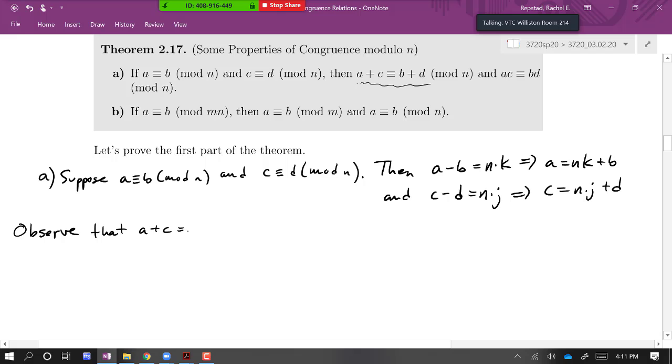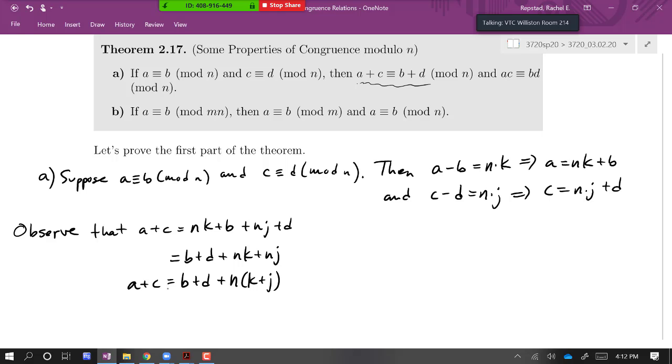I'm going to focus on the first part, showing that A plus C is congruent to B plus D. So let's look at A plus C. A is nk plus B and C is nj plus D, so I'm just going to substitute. So nk plus B plus nj plus D. I'm going to rearrange the terms: B plus D first, plus nk plus nj. And now from those last two terms, I'm going to factor out an n. So the sum A plus C is B plus D more than a multiple of n. Or, A plus C minus B plus D is equal to n times k plus j. When I subtract them, I get a multiple of n, and that means that they are congruent.